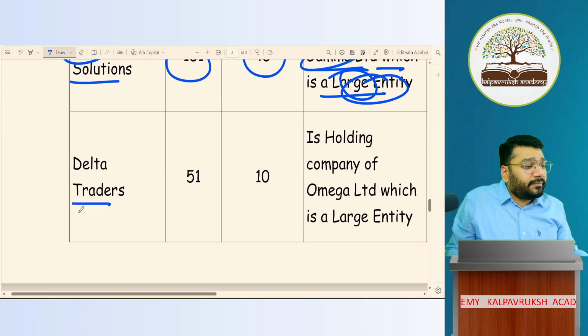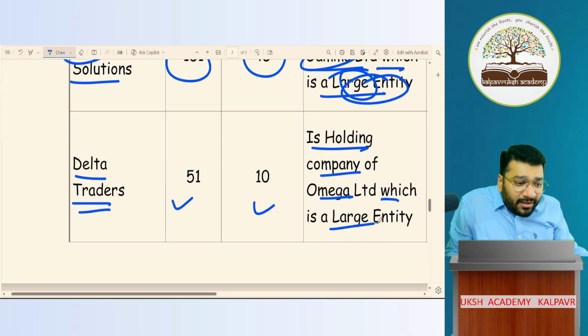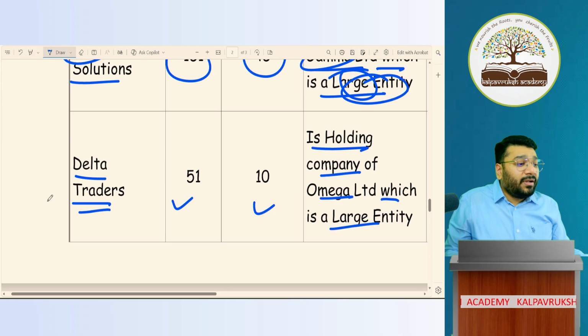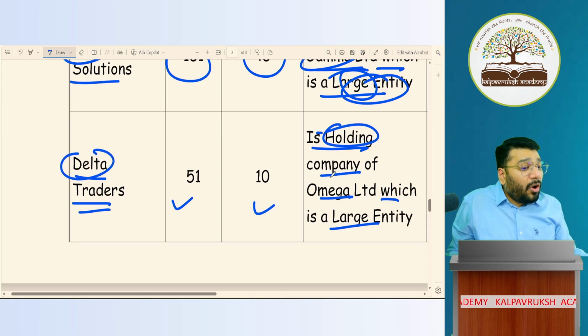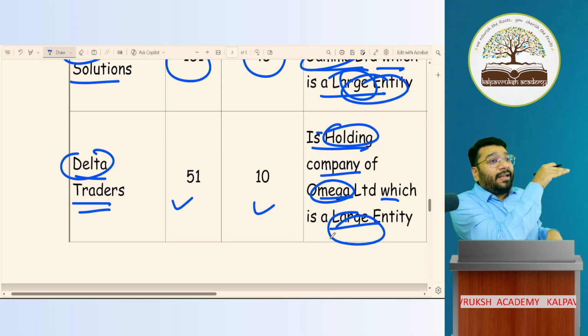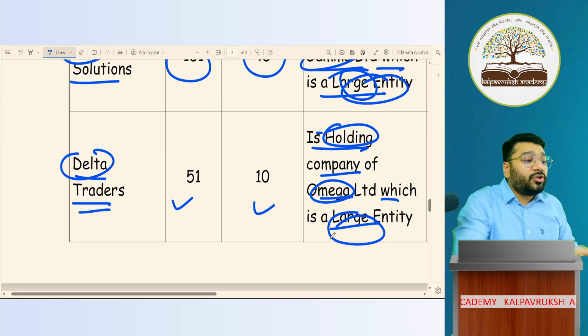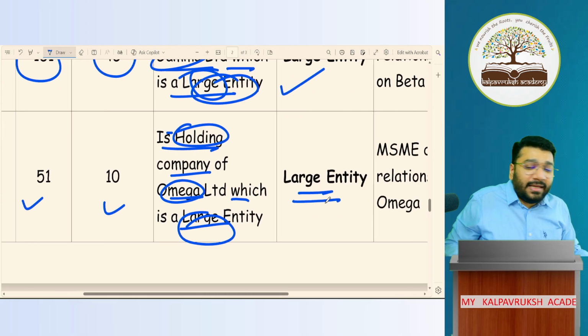Delta Traders, turnover 51 crore, borrowing 10 crore. But Delta Traders is the holding company of Omega Limited, which is a large entity. Delta is the holding of Omega. Who's Omega then? Subsidiary. The subsidiary is large. If the younger brother is large, the elder brother also has to follow the large entity rules. Okay? So Delta Traders is a large entity.